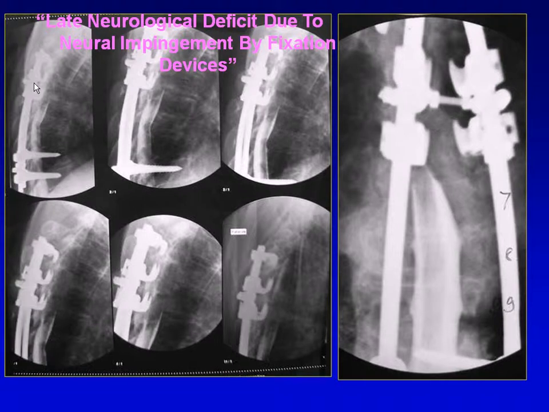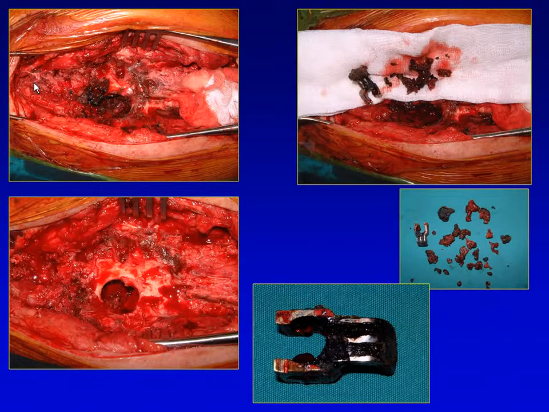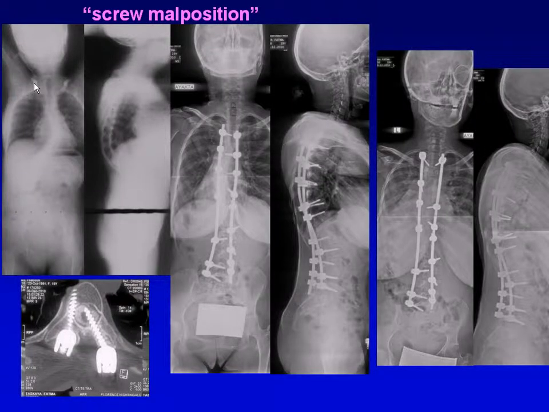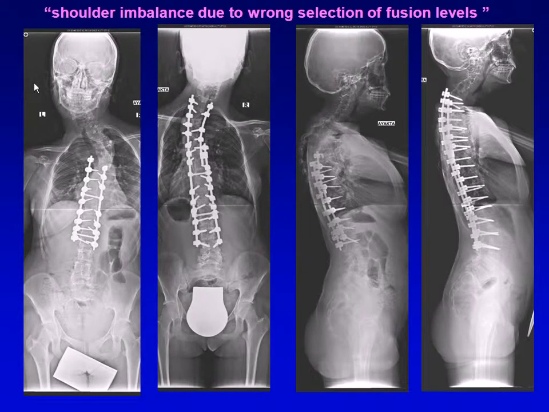There was a late neurological deficit due to metallosis, as you can see metallosis around the first generation 3-dimensional implant. And screw malposition is very important. Now she had a partial neurological deficit, and we removed and changed the screw, and then the neurological deficit recovered.